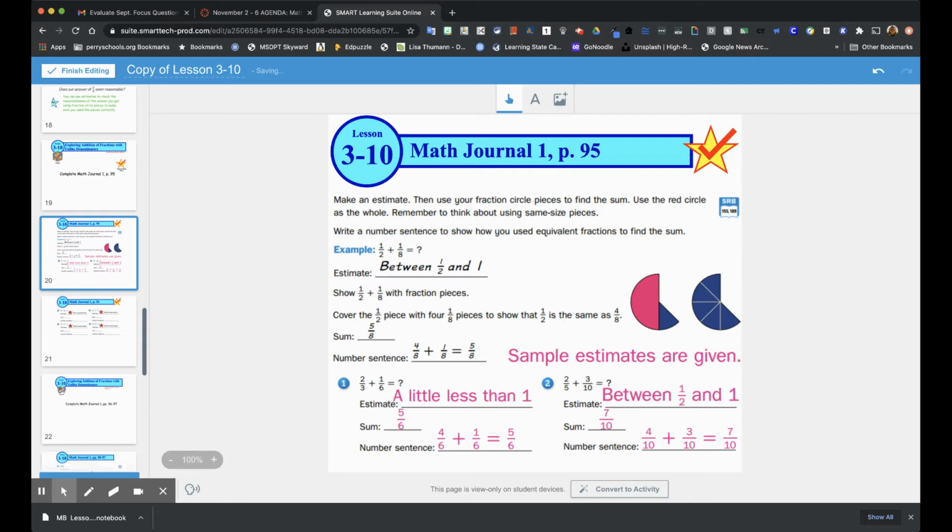Okay, so you can see that for number 1, our estimate is a little less than 1. The sum, the answer that they got was 5/6. The number sentence they used was 4/6 plus 1/6 equals 5/6. And number 2, the estimate was between 1/2 and 1. The sum was 7/10. And the number sentence was 4/10 plus 3/10 equals 7/10.